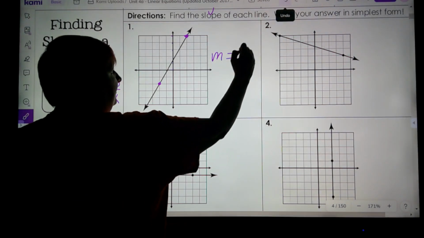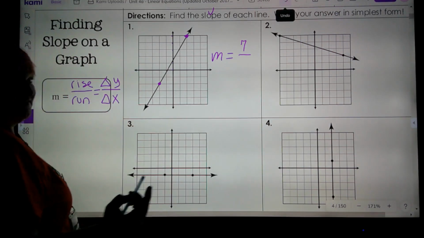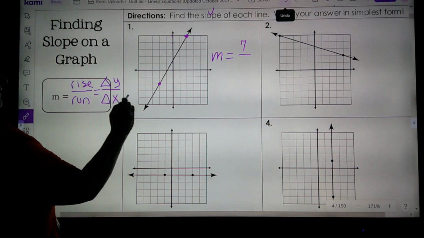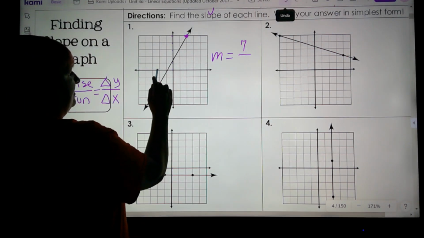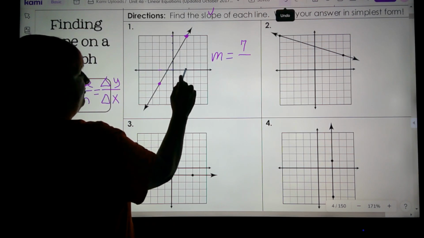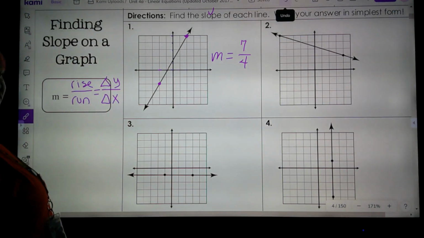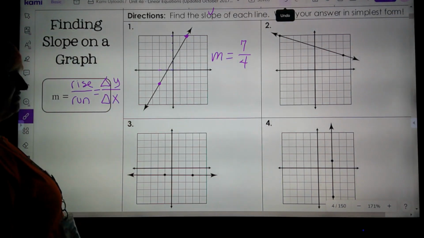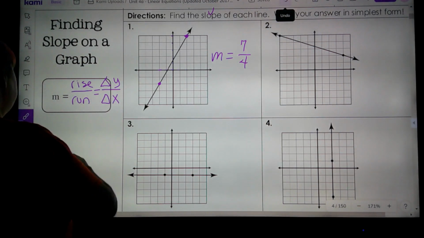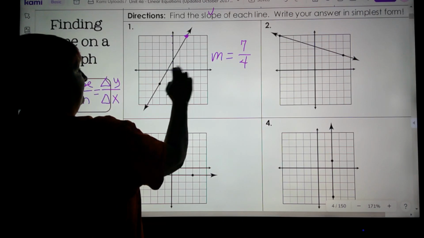So it goes up 7, so it's a positive 7. And on the run, how many does it change on the x? 1, 2, 3, 4. It goes positive 4 to the right. So your slope is 7 over 4. Now I told you you could pick either point, and you can.